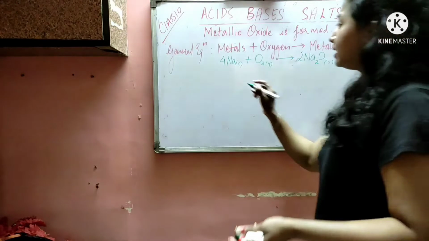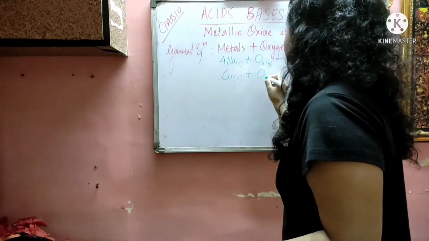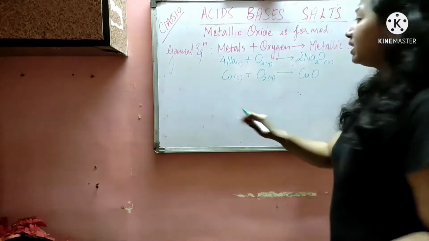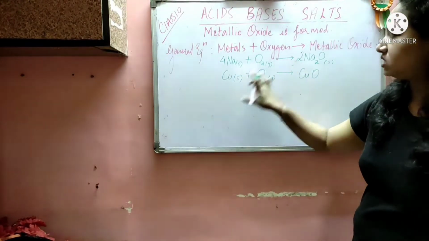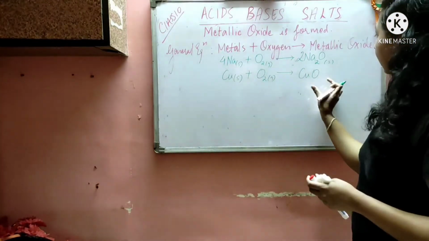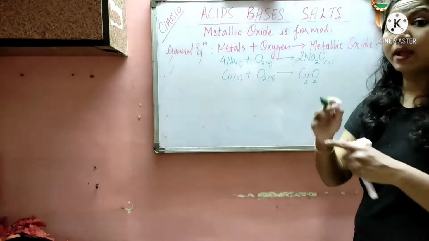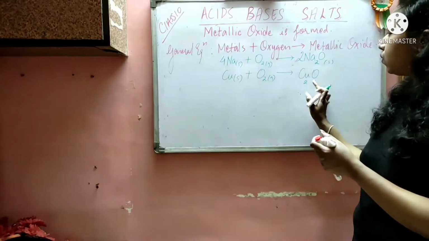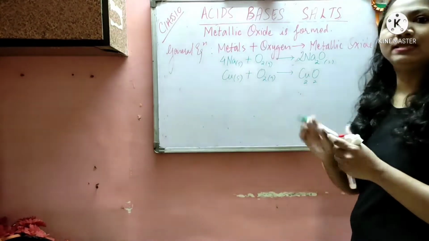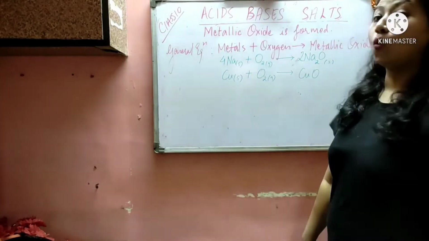Fine, now let's see another example: copper. This is the example which is given in your textbook. This is copper, which is a metal, which reacts with oxygen. What you get is copper oxide. Now copper has valency 2, oxygen has valency 2. So by the crisscross method, it is going to go here and here, but since the valency is the same, it is going to cancel out. So it is going to become CuO.